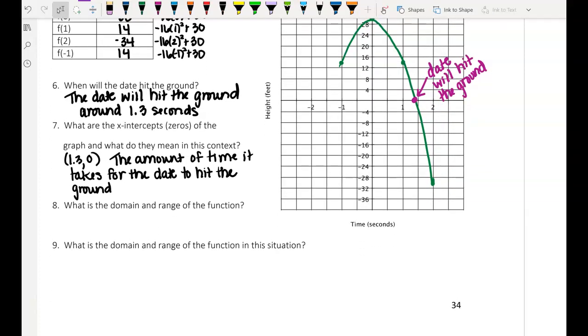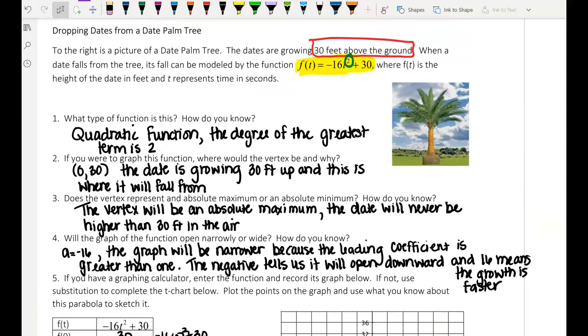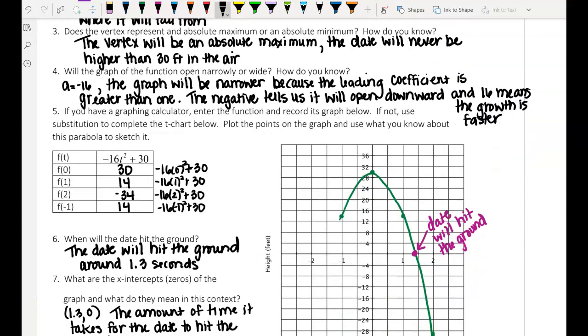And you notice, look at questions 8 and 9 very carefully. 8 says, what is the domain and range of the function? 9 says, what is the domain and range of the function in this situation? So we have two different things happening here. The domain and range of the function is just looking at the function f of t equals negative 16t squared plus 30.